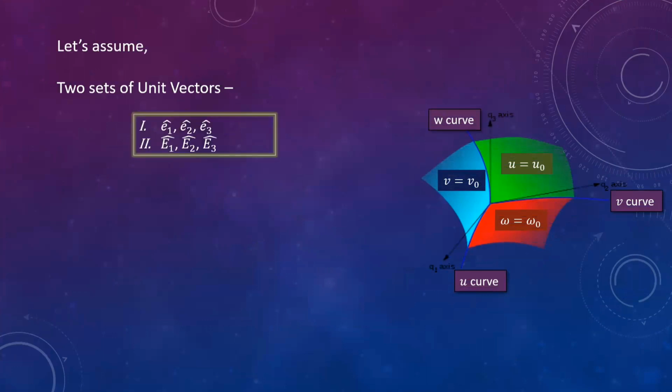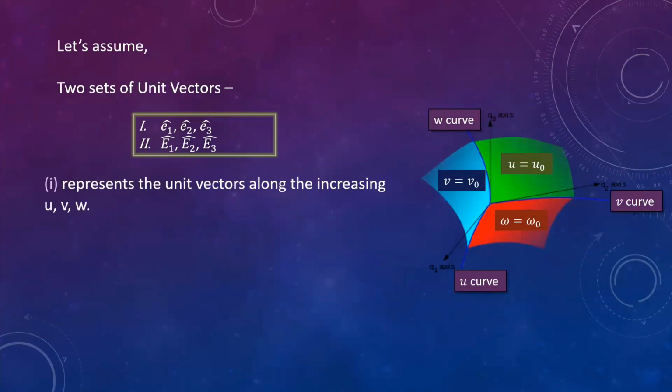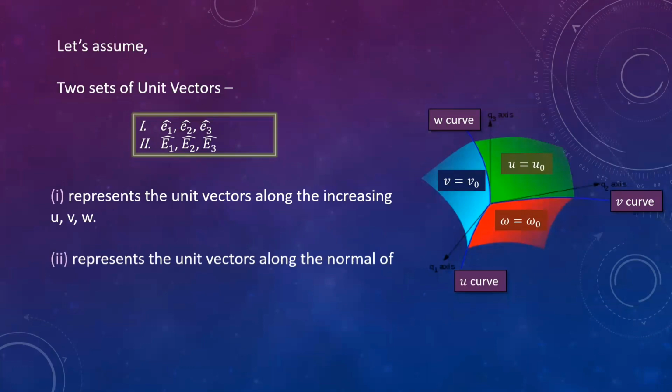Here we can see two sets of unit vectors, where number 1 defines small e1, e2 and e3, and number 2 defines capital E1, E2 and E3. The small ones represent the unit vectors along the increasing U, V, W. And the second ones represent the unit vectors along the normal of U equal to U naught, V equal to V naught, W equal to W naught.